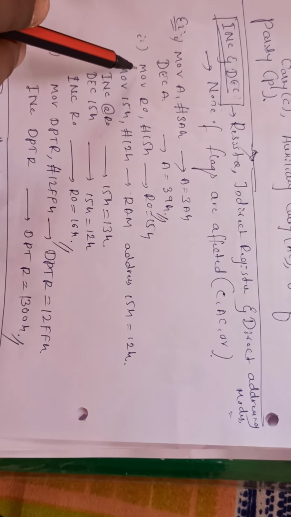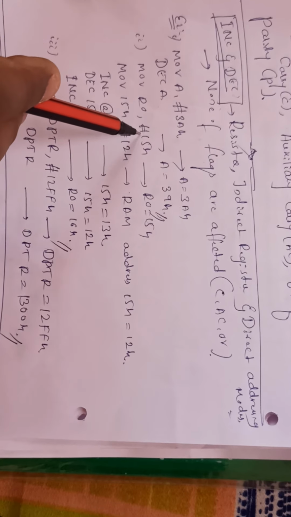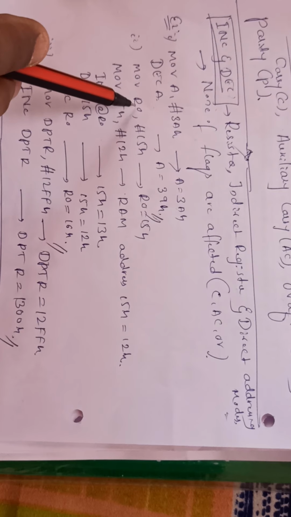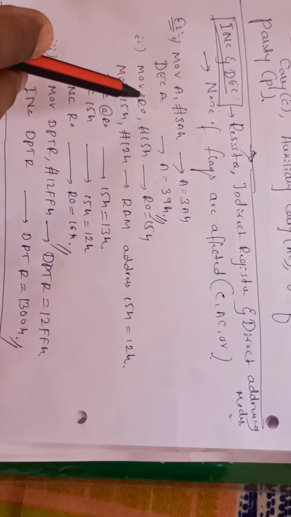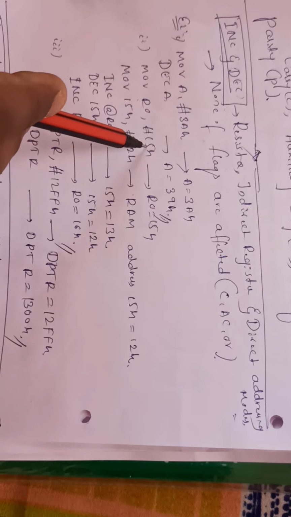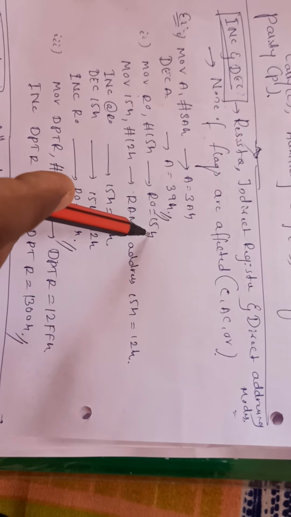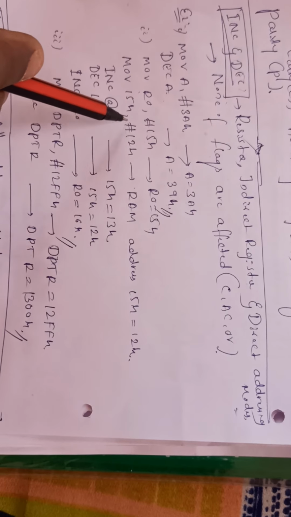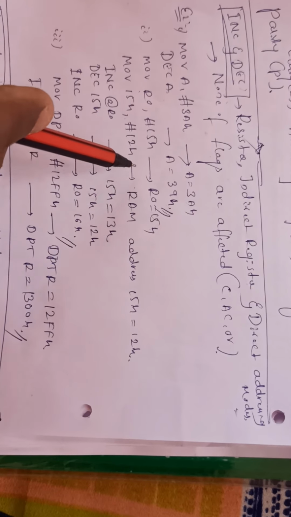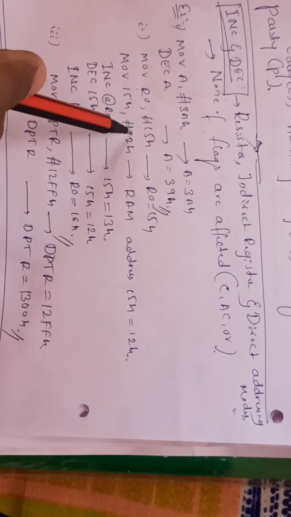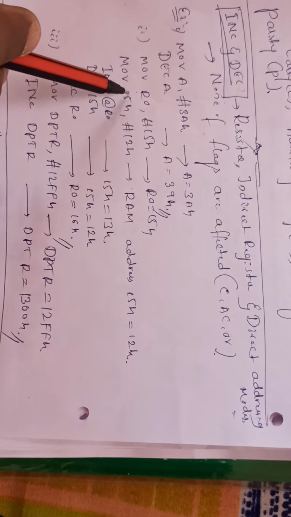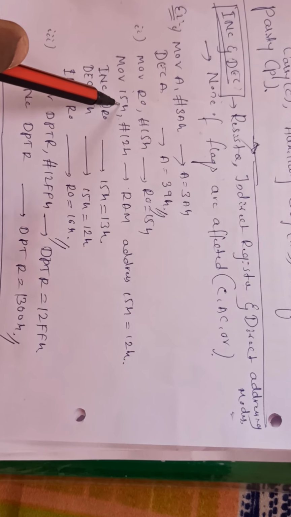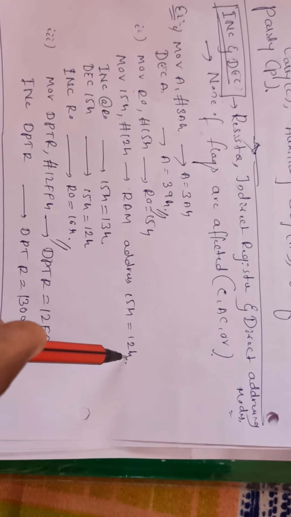See one more example. MOV R0, #15H. That means R0 will point to the memory location 15H. This is immediate addressing mode, I am loading R0 equal to 15H. In the second one, MOV 15H, #12H, I am loading the value 12H to a memory location. This is direct addressing mode. I am loading the value 12 to the RAM address 15H, that's why 15H becomes 12H.